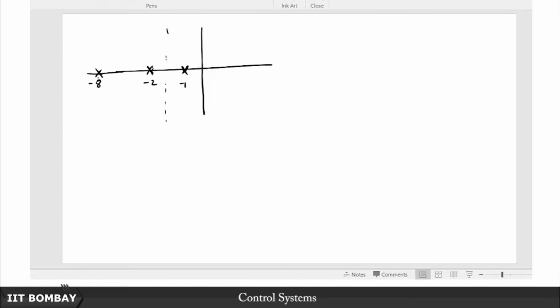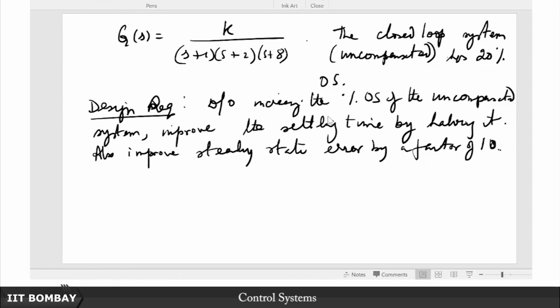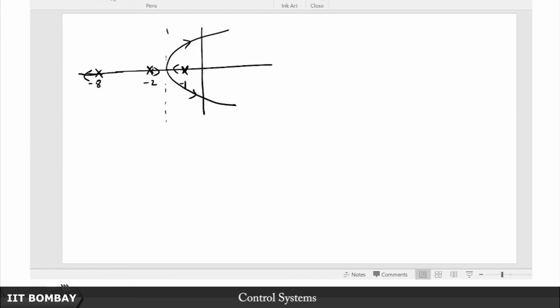Since we haven't been that naive and haven't cancelled out this third pole, we will be able to draw this uncompensated system's root locus. It will look something like this, because there are 3 branches, this branch goes towards that side, and there is no root locus on this portion of the segment. Now, what information am I given? I am told there is a 20% overshoot. So let me figure out the value of zeta. I compute e^(-pi zeta / sqrt(1 - zeta^2)) = 0.2, which tells me that zeta = 0.456.